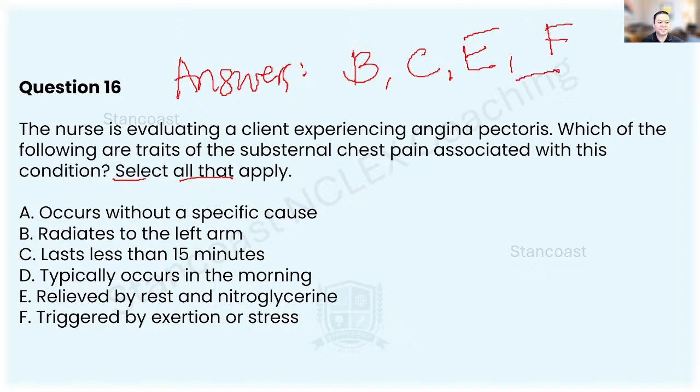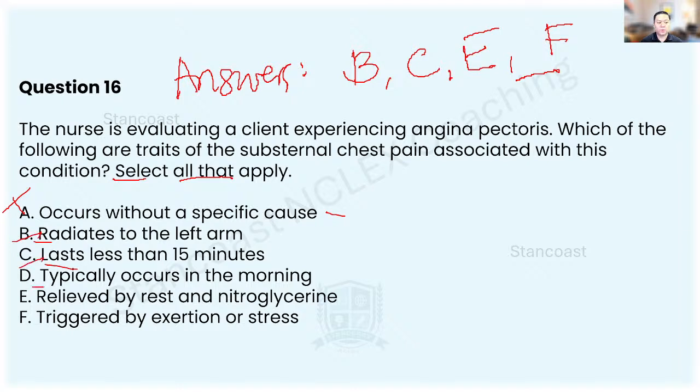All right, so let's take a look. Occurs without a specific cause. Well, this is mostly associated with the MI, right? Mostly associated with the MI. So we are eliminating letter A. What about letter B? Radiates to the left arm. Yeah, remember about the table? It can radiate to the left arm as well. What about letter C? Lasts less than 15 minutes, which is typical for the stable angina. That's correct.